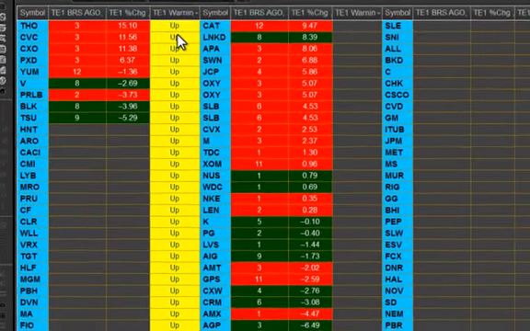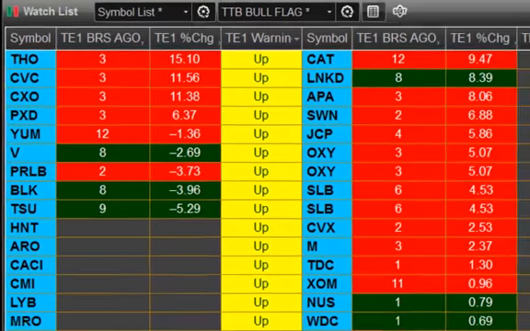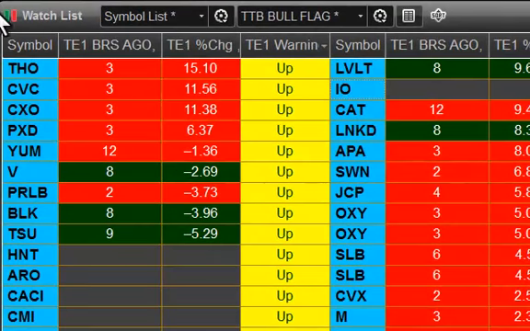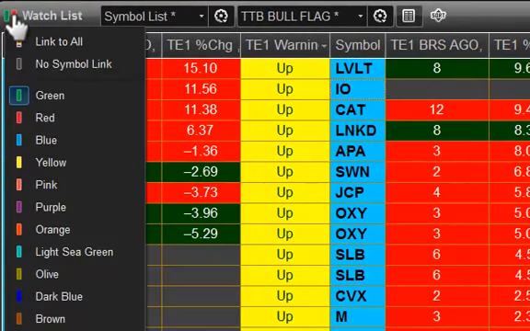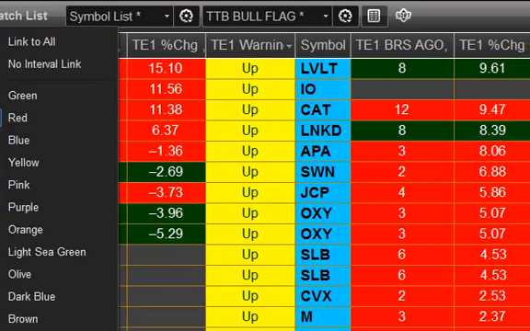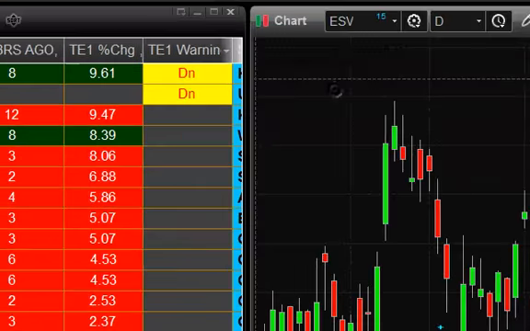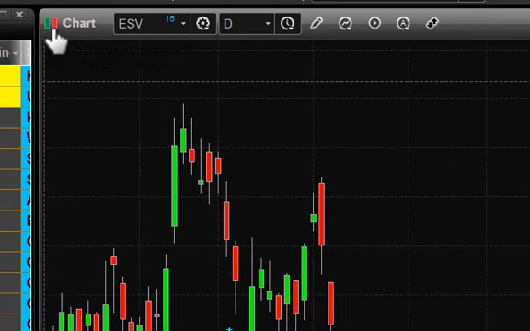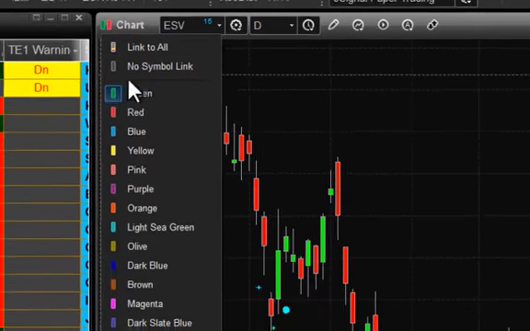As noted earlier, all these watch list tools can be synchronized with a chart by simply clicking on the link button here on the upper left of the watch list. The left side button links symbol to a chart, and the right button links the time frame to a chart. So you can see I have blue and red links here, and blue and red links synchronized on my chart.